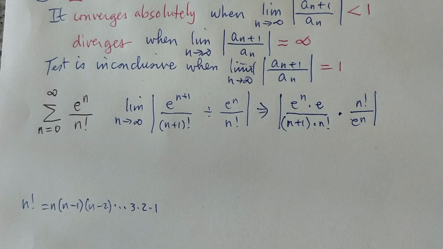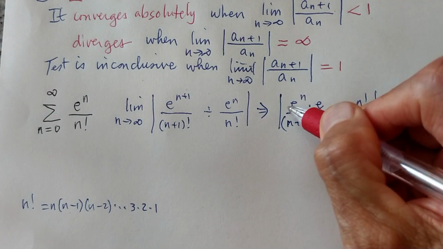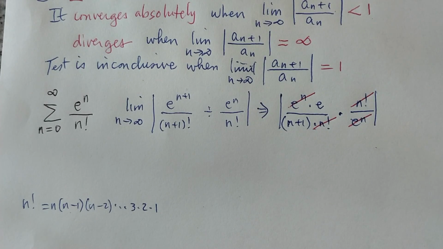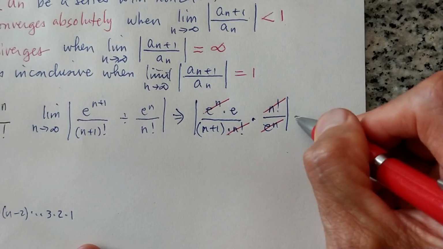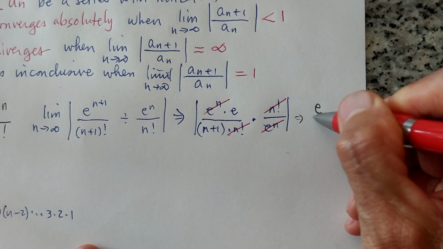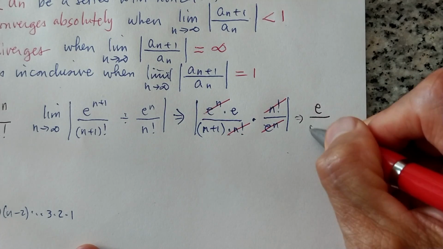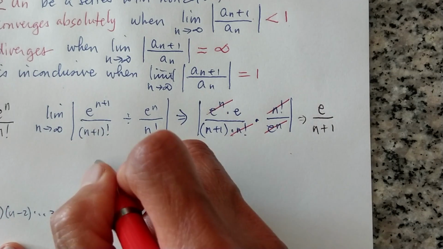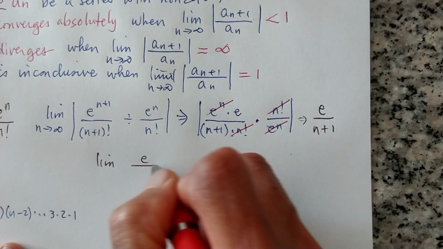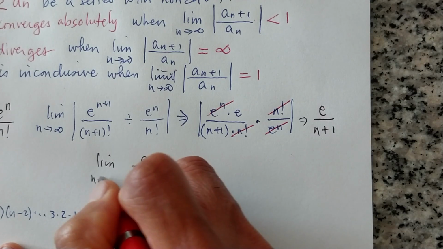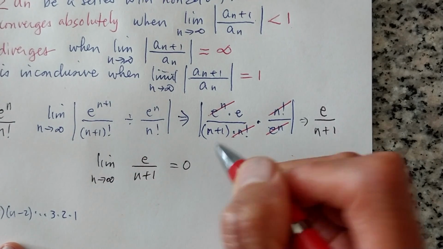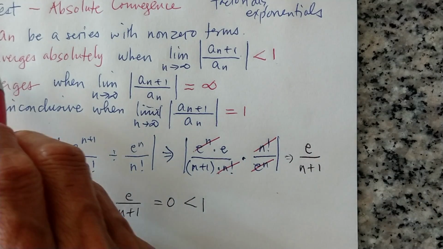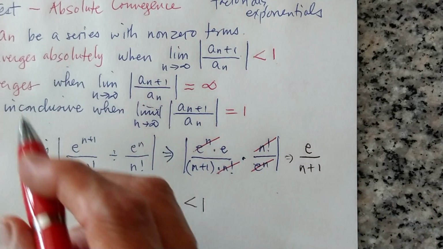And what do you notice? We can cancel e to the n. We can cancel n factorial. And so this limit becomes e over n plus 1. Now let's find the limit as n goes to infinity. That will obviously be equal to 0. And so because the limit is less than 1, then the series converges absolutely.